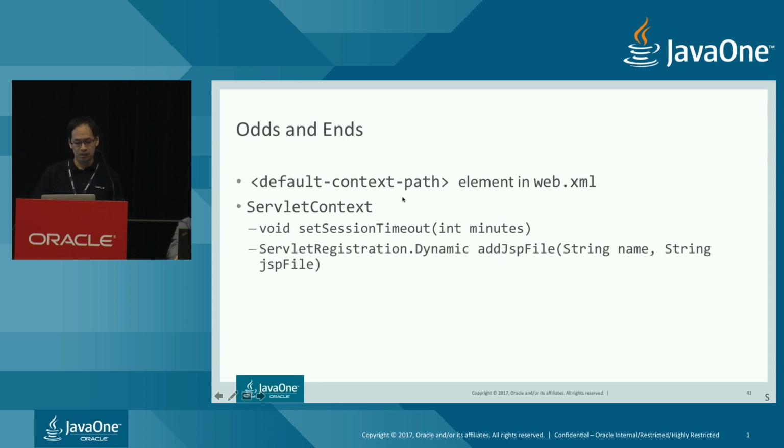And the only change in the schema in the web.xml is that we added a new element called default-context-root. In the past, we could not do that in the servlet, and you had to depend on a proprietary way to set the context root. And we also added a new API to set the session timeout, which is in minutes here. And then you also have an API to add the JSP file, which is similar to the servlet, sorry. Okay, I will let Ed continue.